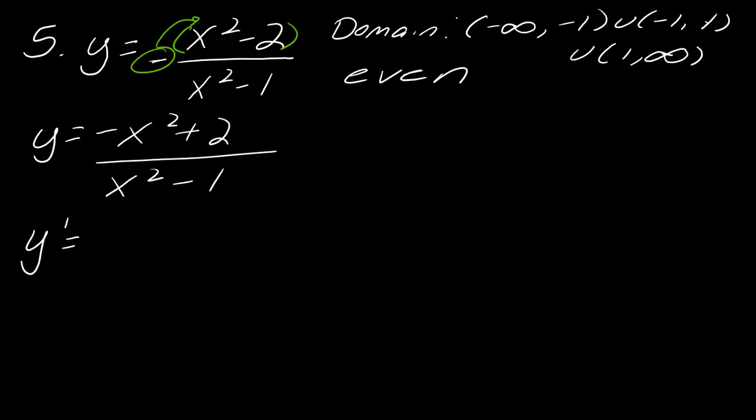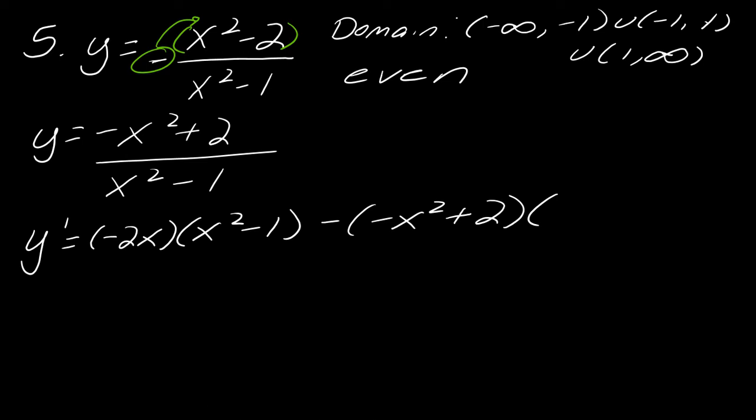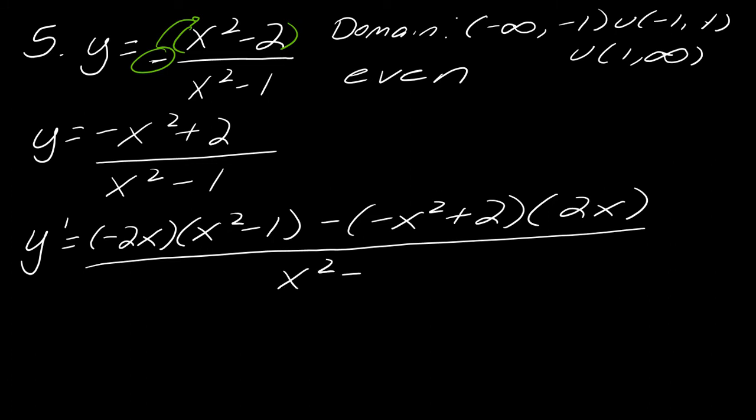So I've got to use the quotient rule here. First I take the derivative of the top. The derivative of the top will be negative 2x, and I multiply that by the bottom. Then I subtract this off, and I leave this negative x squared plus 2 alone, and I multiply that by the derivative of the bottom, which will just be 2x. And divide all that good stuff by the denominator squared.